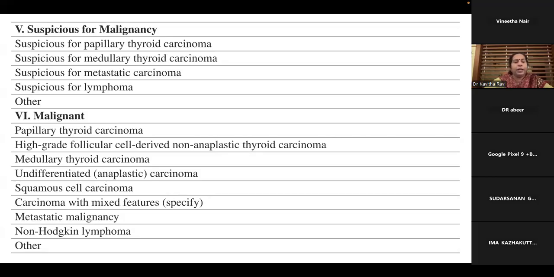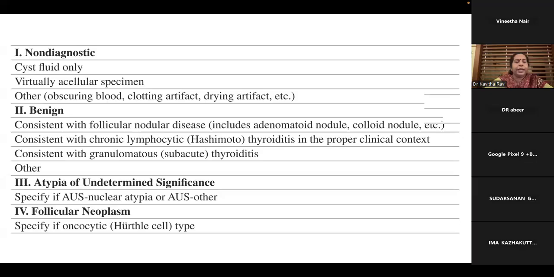Okay, so these are the 6 categories, and under each, non-diagnostic means, like many times, even when it is a colloid goiter or a colloid nodule with cystic change, we'll aspirate abundant colloid only or degenerated colloid, so cyst fluid only without any cells. Then acellular, that is what I just mentioned, no cells, no colloid, so that is again a non-diagnostic aspirate.